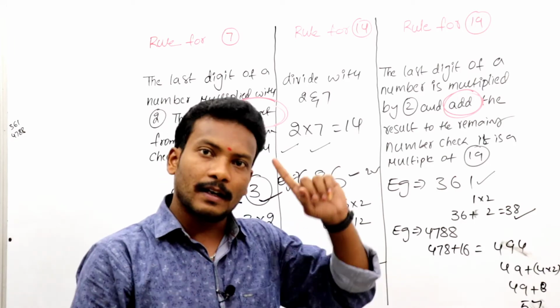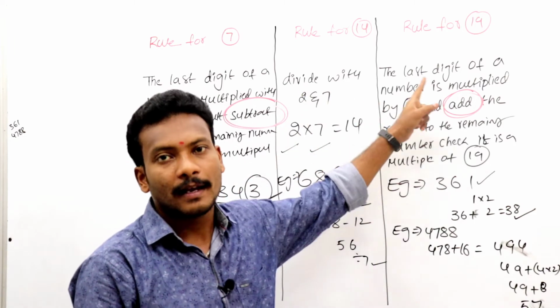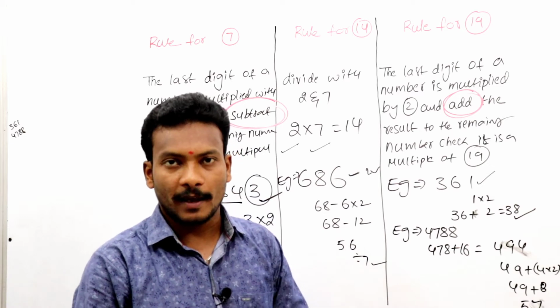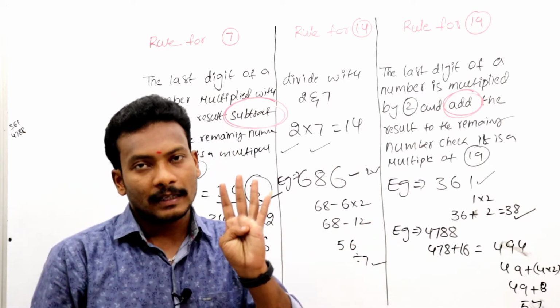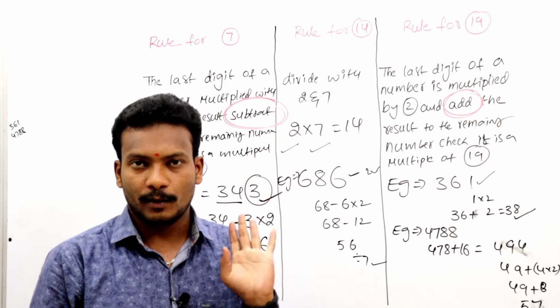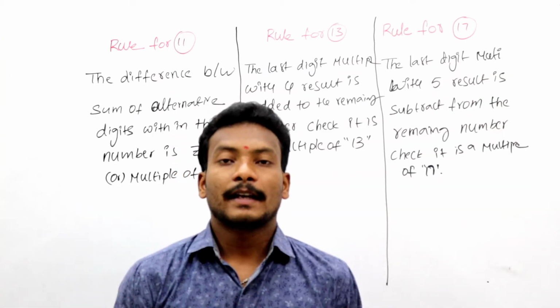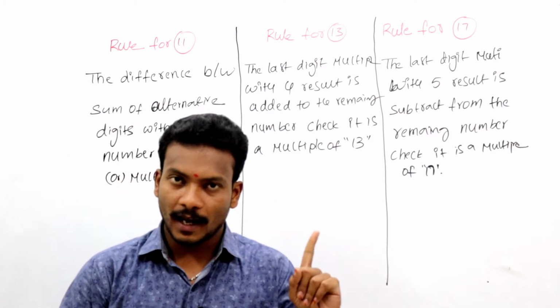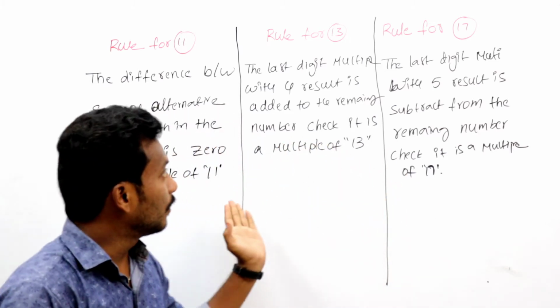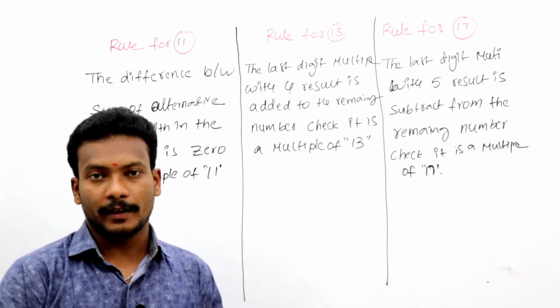This is the rule for 7, 14 and then 19. After this we have to check the remaining: 11, 13, 17. Now these are all other related rules.